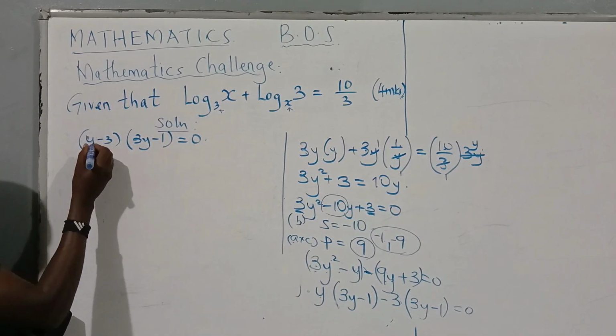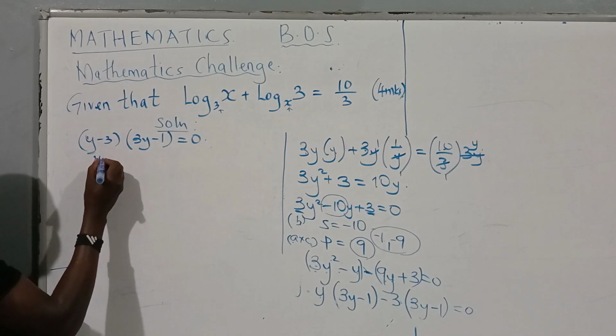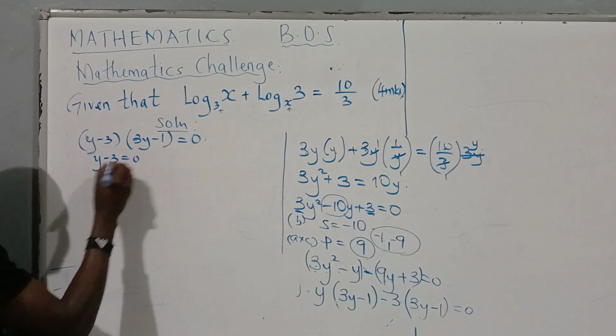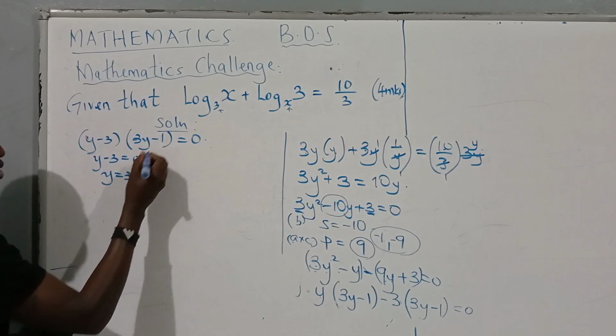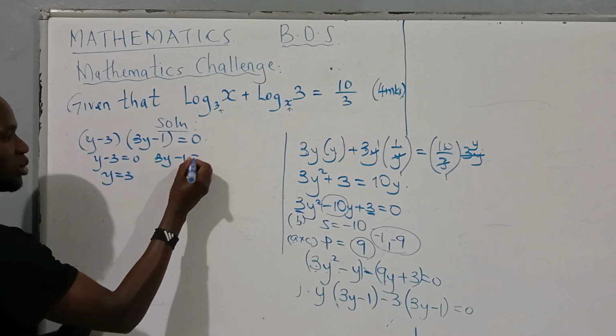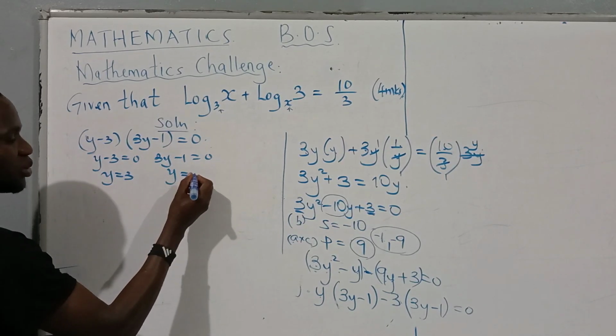How do we get the value of y? We equate everything here to 0. y minus 3 is equals to 0. Definitely, y is equals to 3. And 3y minus 1 is equals to 0. Definitely, y is equals to a third.